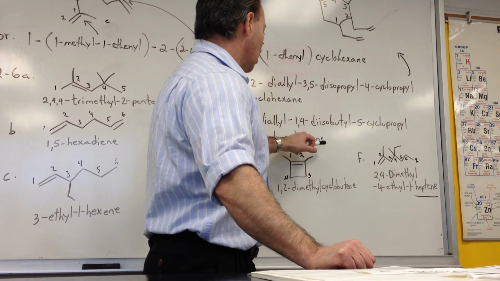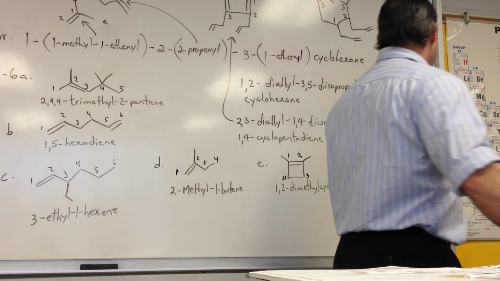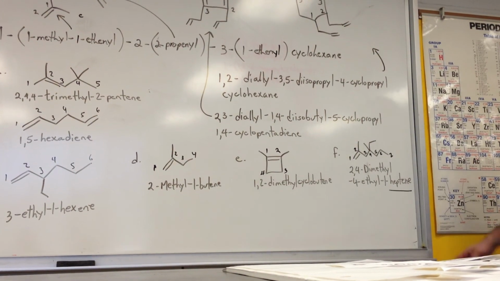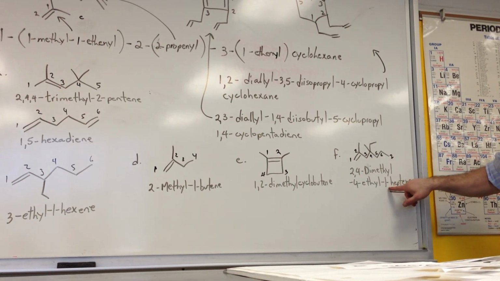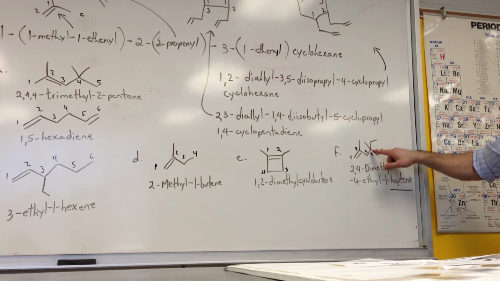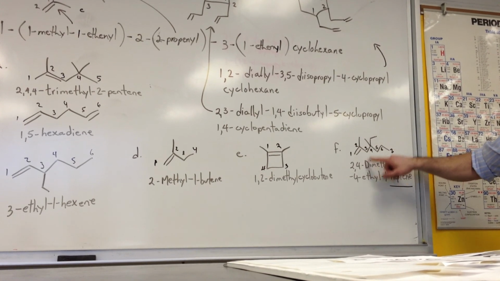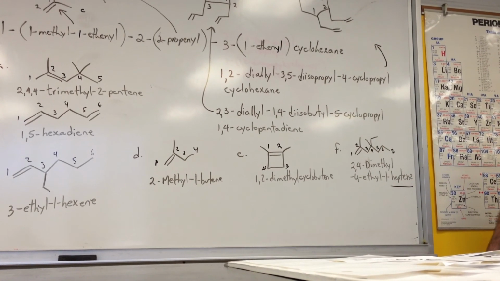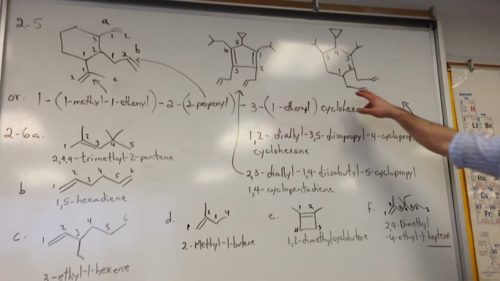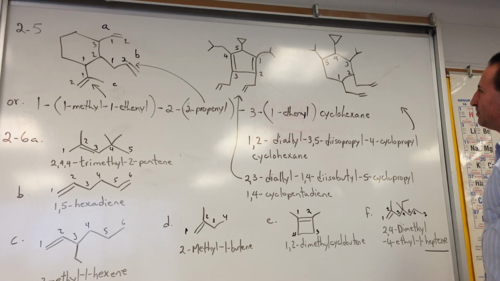So it's 1,2-dimethylcyclobutene. Lastly, we have 2,4-dimethyl-4-ethyl-1-heptene. Draw the heptane skeleton. At the first position, you have a double bond. The 2,4-dimethyl appears here. Notice how I alphabetized with D first, and finally 4-ethyl at the 4th position. I added these 2 molecules for fun because they look like jumping figures.